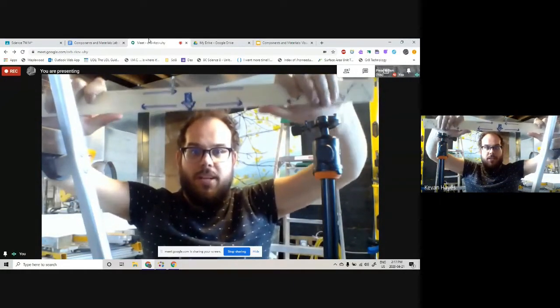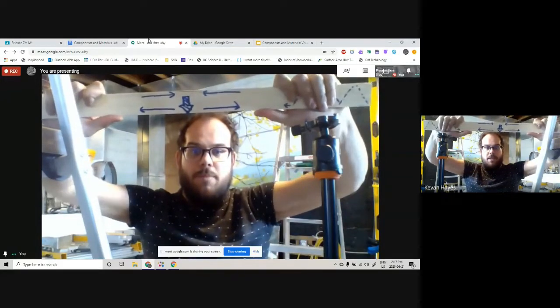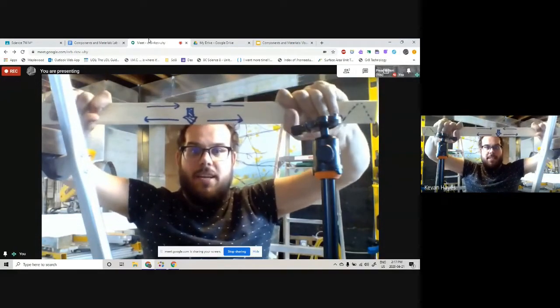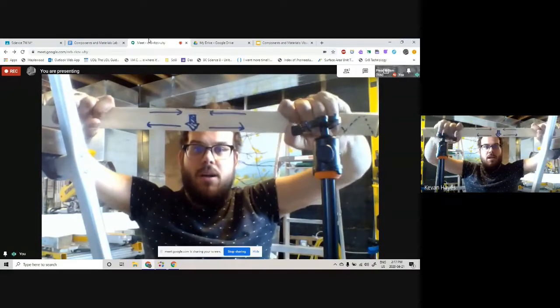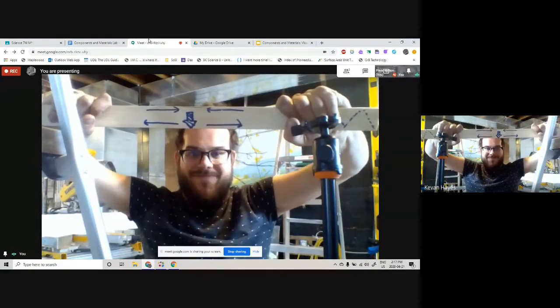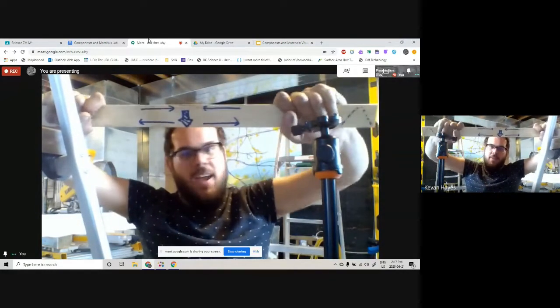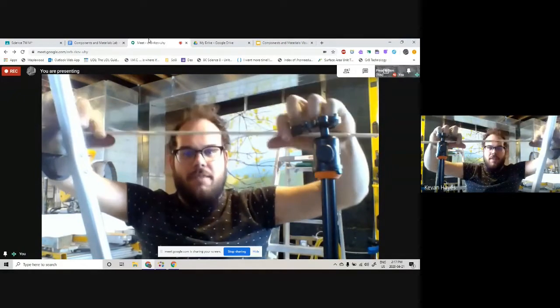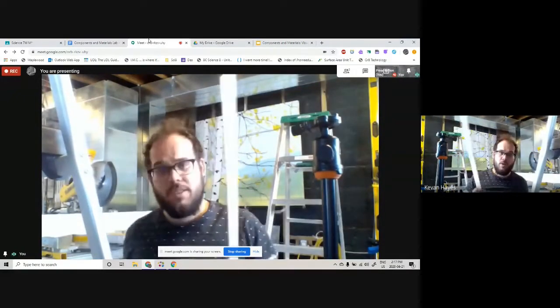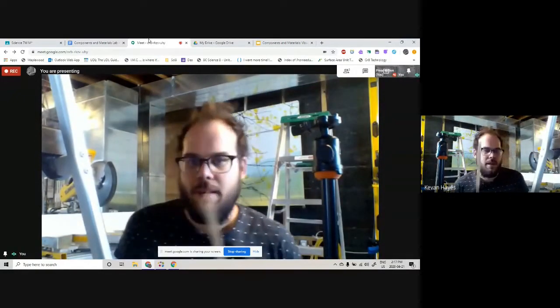I'm trying to bend it up, trying to bend it down. If I try to bend it down, the bottom tries to pull apart, and the top tries to push together, but I really can't do much with that, even though that's a very thin piece of wood. So the orientation of a beam matters.